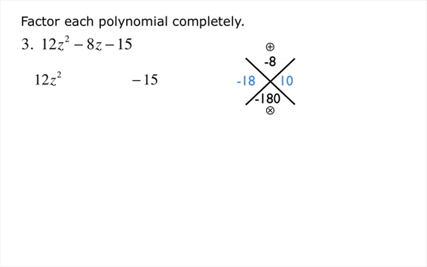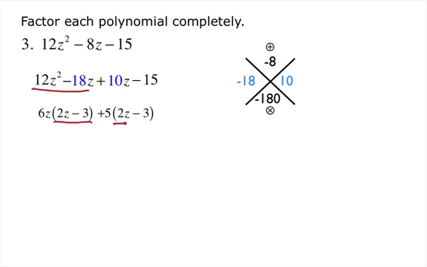Bring down the 12c squared and the negative 15, and then you bring over the negative 18 and the 10. Then you have the following polynomial with 4 terms. You apply the process of grouping. You group the first 2. You pull out the GCF, which is 6z, and you end up with the following. Same thing. Common factor between these 2 is 5. So you pull out a positive 5. Now, one more time, you pull out the GCF out of these 2 terms. You end up with the following. This is the answer. FOIL, and it's your check. Let's go to the next slide.